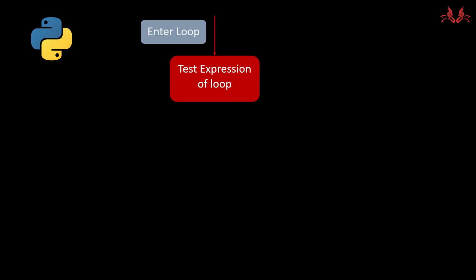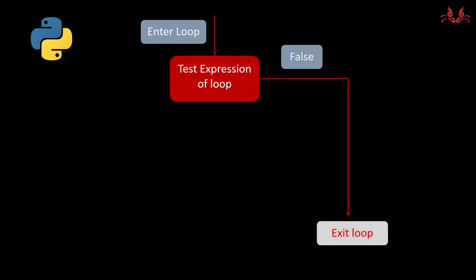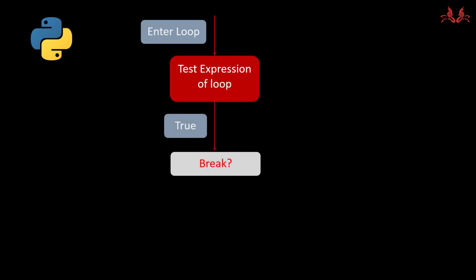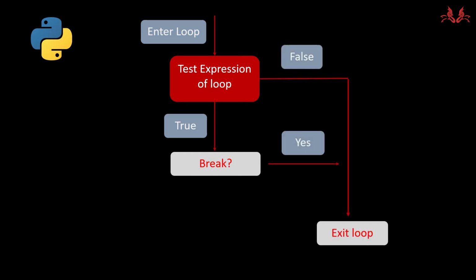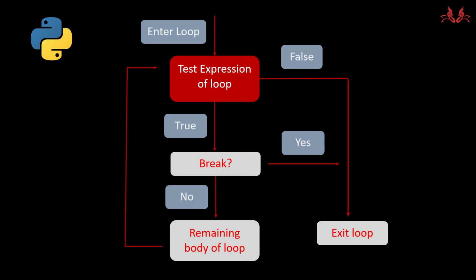And then let's go on and take a look at the flow control of the for loop. At first, the program will evaluate the test expression of the loop. If it is false, it will exit the loop. If it is true, it will evaluate whether it will break or not. If it is not, it will run the remaining body of the loop and go back to the test expression and evaluate break again. If it is yes, it will also exit the loop. This is the whole flow control of break in the for loop.